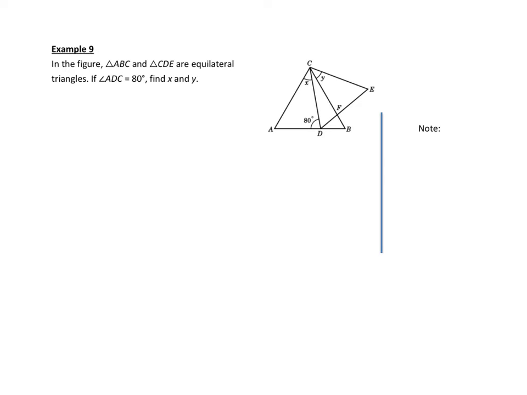Now we are going to discuss example 9. In this question, it mentioned that in the figure, triangle ABC and triangle CDE are equilateral triangles. Now we draw them first. That is triangle ABC, we draw in the red color. And the triangle CDE, we draw it in the green color. So here are two equilateral triangles.